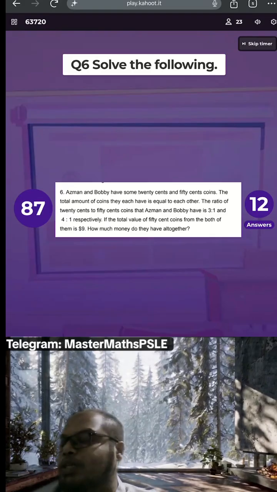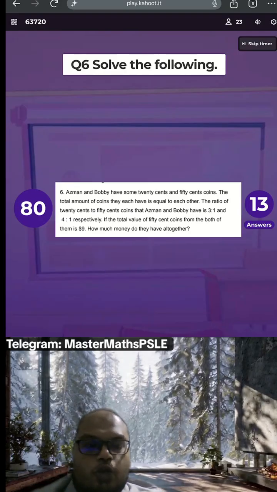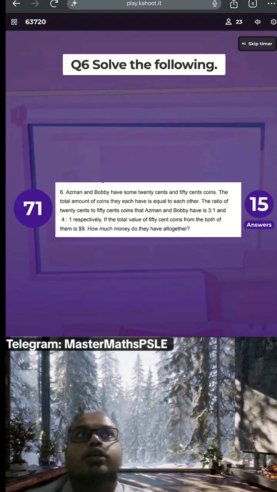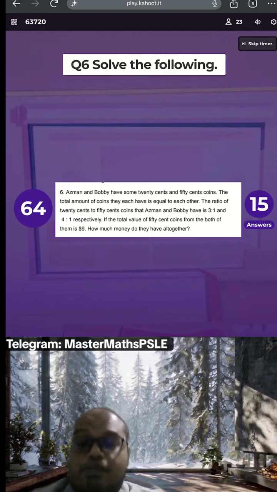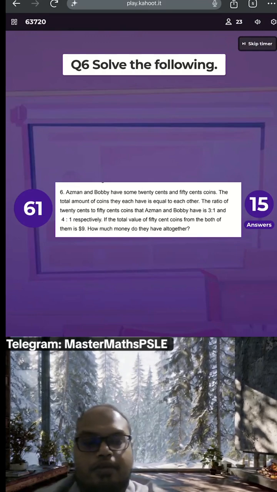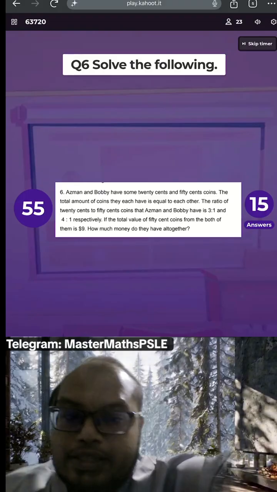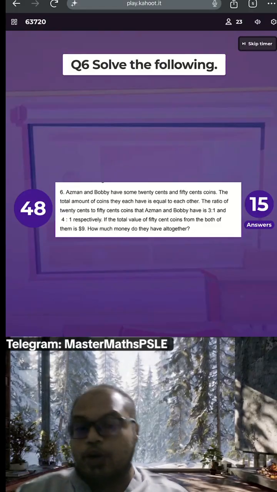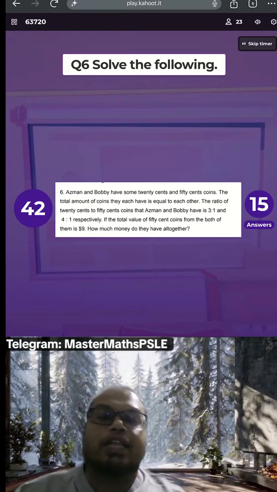So like I said just now, the hint here is that the total is the same. Okay? If you don't understand the second last sentence, they say that the total value of the 50 cent coins from both of them is $9. So if they have a total of $9 in terms of 50 cent coins, how many 50 cent coins are there? That is basically what you have to try to find as a hint from that last sentence. With that, you are able to solve further later.